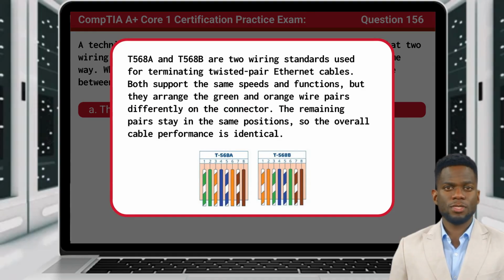T568A and T568B are two wiring standards used for terminating twisted pair Ethernet cables. Both support the same speeds and functions, but they arrange the green and orange wire pairs differently on the connector. The remaining pairs stay in the same positions, so the overall cable performance is identical.